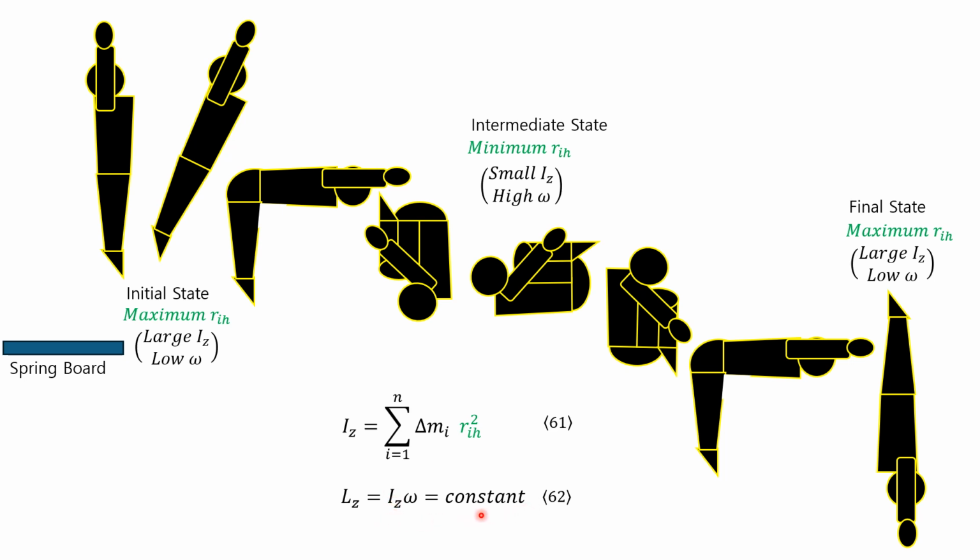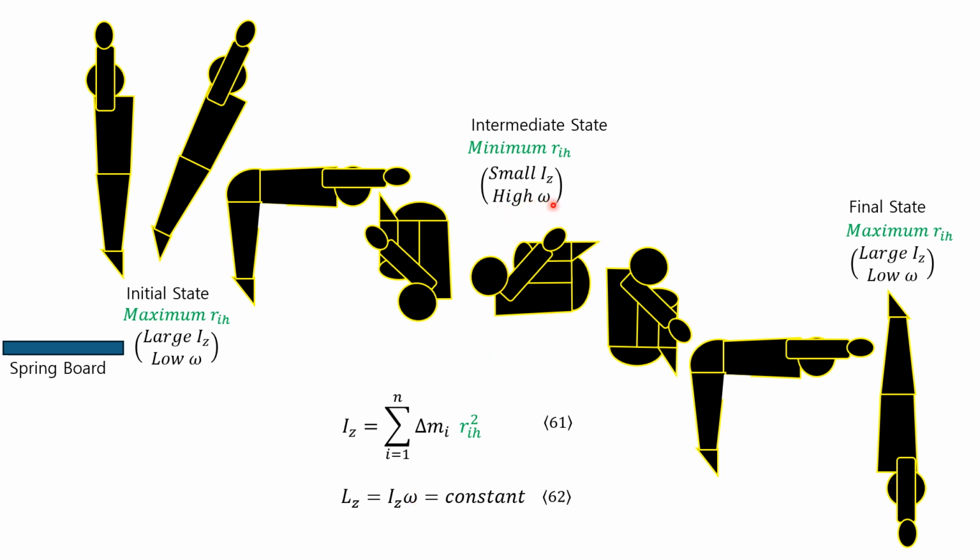In the intermediate stage, when a fast rotation is needed, the body bends so that all the components of the body are positioned as close to the rotation axis as possible. In this way, our IH in equation 61 has a minimum value, and the mass moment of inertia Iz also has a minimum value. On the other hand, according to the law of conservation of angular momentum, equation 62 maintains a constant value, so the angular velocity omega in equation 62 has a maximum value.